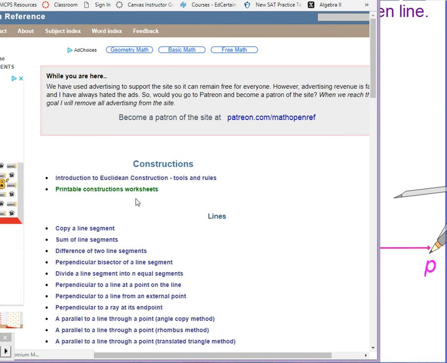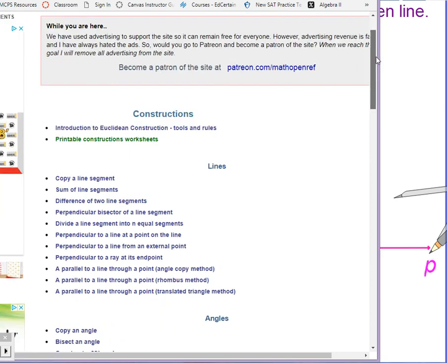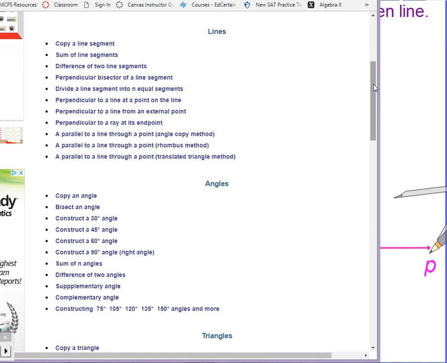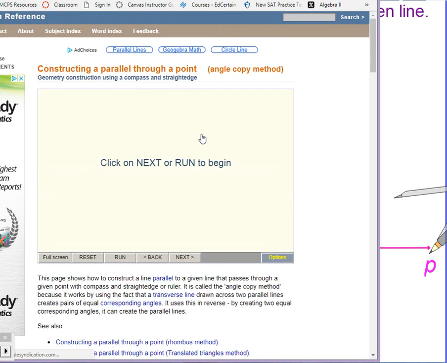All right, let's go to parallel line through a point. A parallel line through a point. And what we're doing is the angle copy method. As you'll see, there's some other methods, and if you'd like to explore those, you feel free to. But I'm just going to stick with one method.